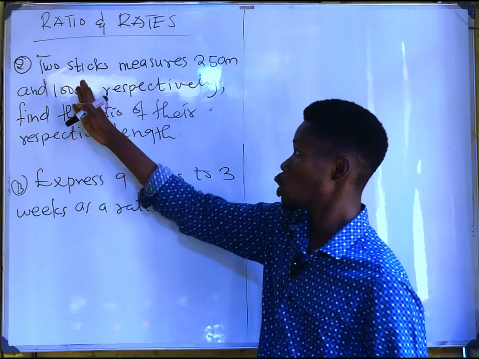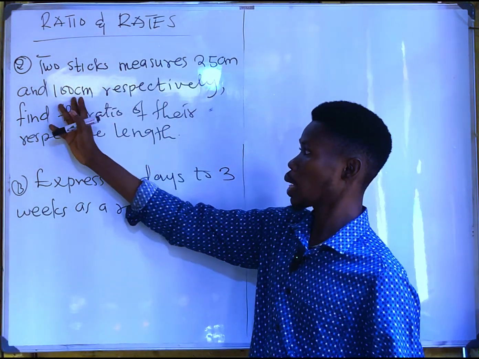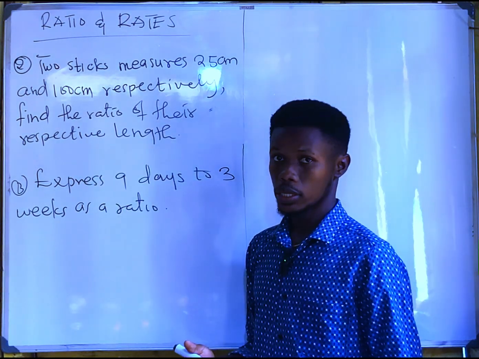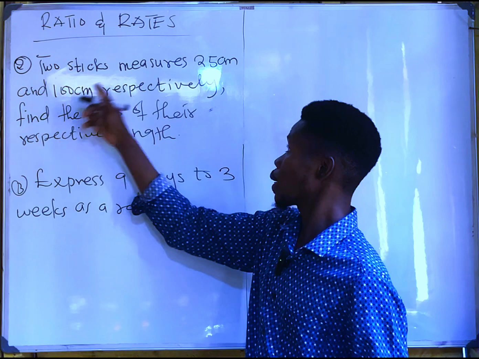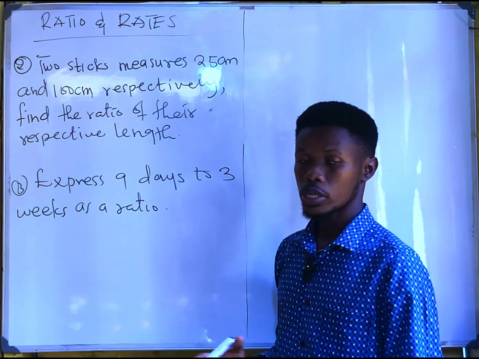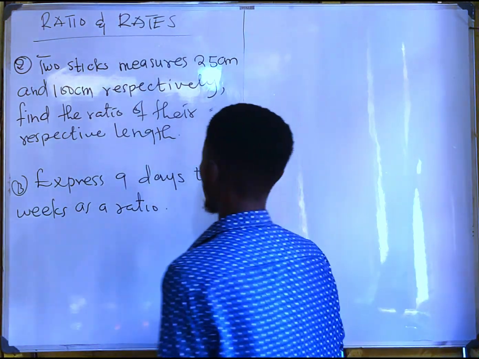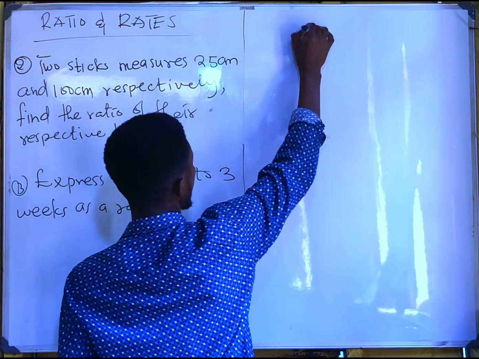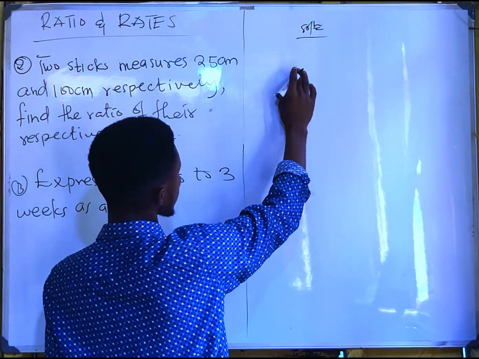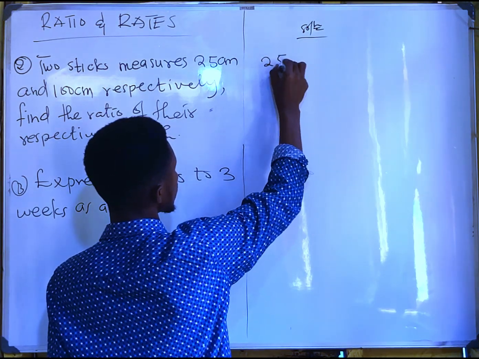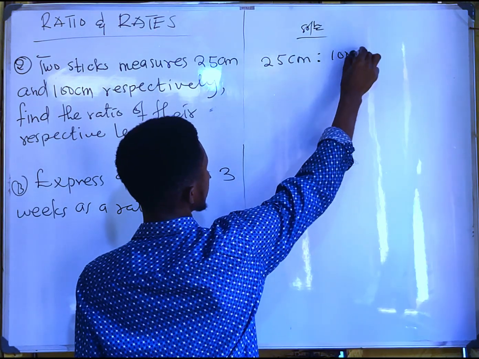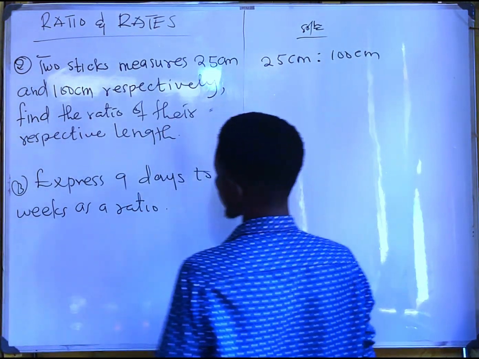So let's start with this. 2 sticks measure 25 centimeters and 100 centimeters respectively. Find the ratio of their respective what? Length. Is that okay? So here we are lucky that here is 25 centimeters, here too is what? 100 centimeters. So they are all in what? Centimeters. So this is what you are going to do. The first one is 25 centimeters to 100 centimeters. Is that okay?